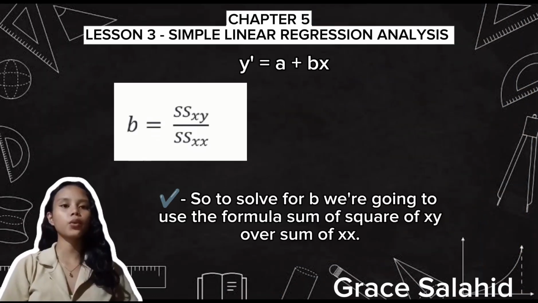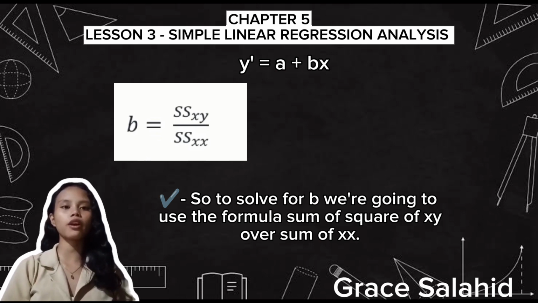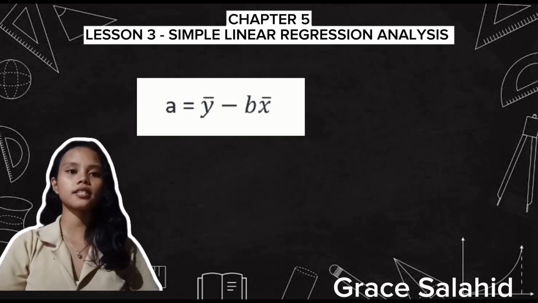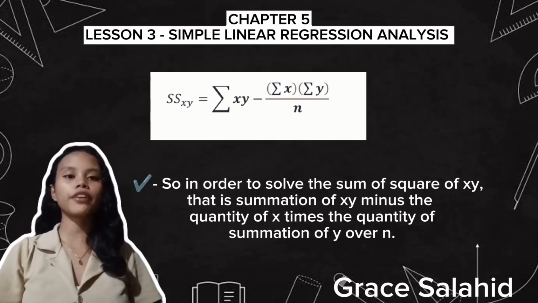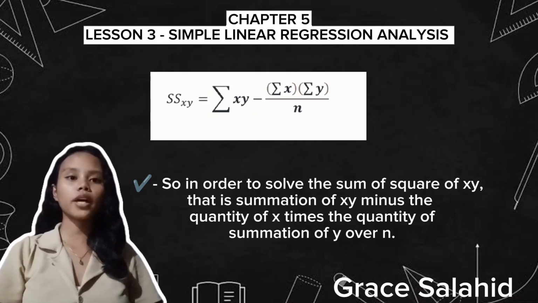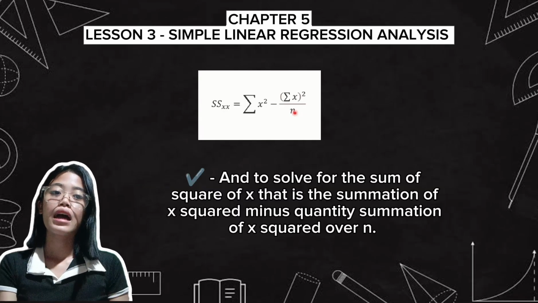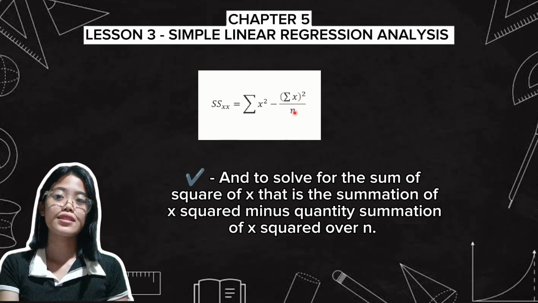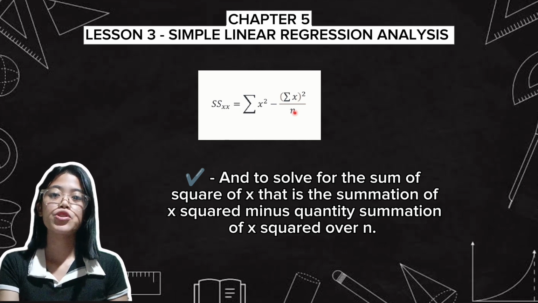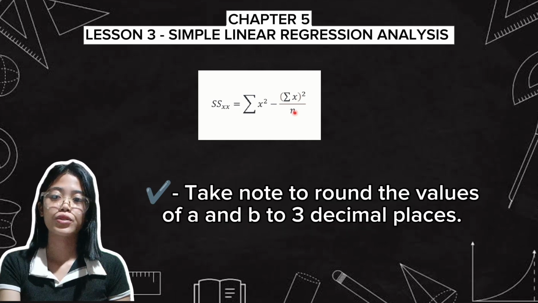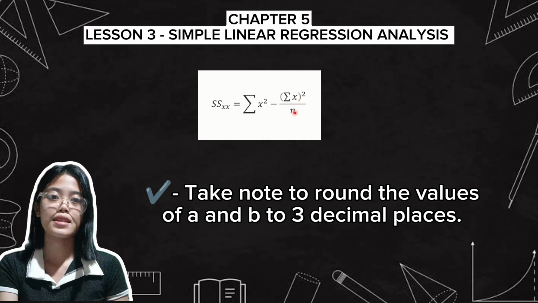To solve for b, we're going to use the formula: the sum of squares of xy over the sum of squares of x. And for a, that is the mean of y minus b times the mean of x. In order to solve the sum of xy, that is the summation of xy minus the quantity of summation of x times the quantity of summation of y over n. And to solve for the summation of squares of x, that is the summation of x squared minus the quantity summation of x squared over n. And take note, round the values of a and b to 3 decimal places.